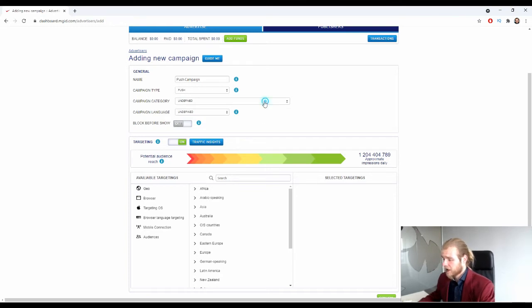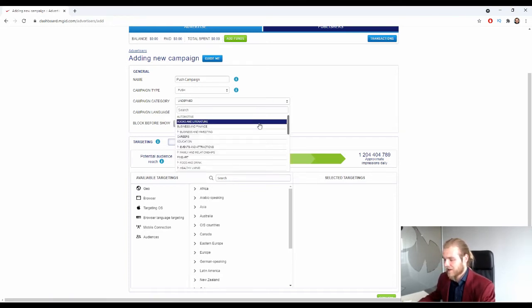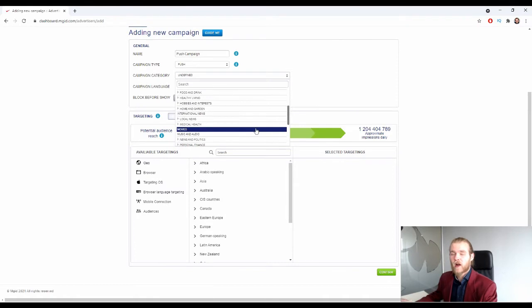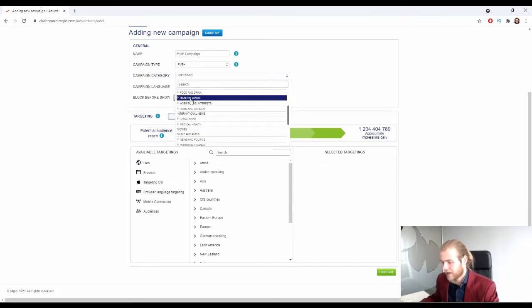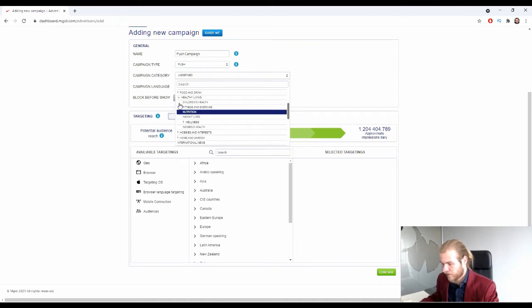All right. Campaign category. So right here you can give your campaign a category. What are you promoting? What kind of service or product are you promoting? And in which category could you place that, right? So if you're having a diet and weight loss offer, you could place that under health and living. And let's see, we can unfold it and go with nutrition, for example.